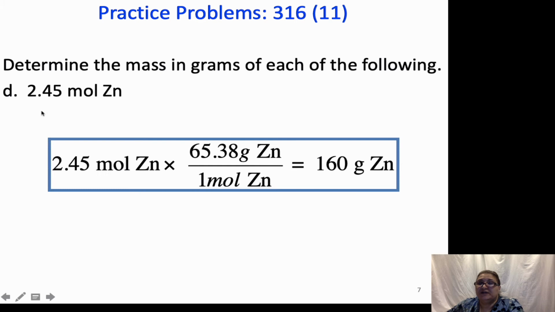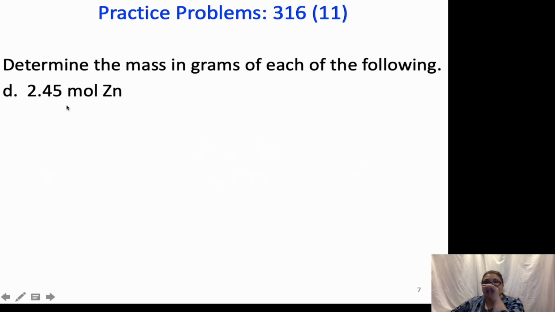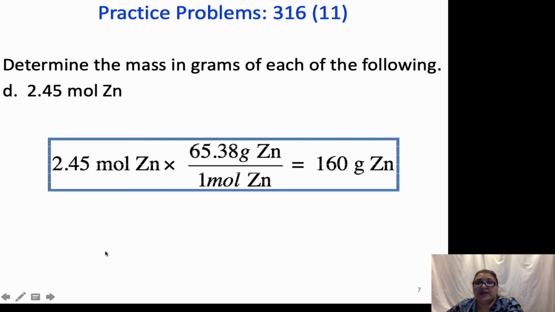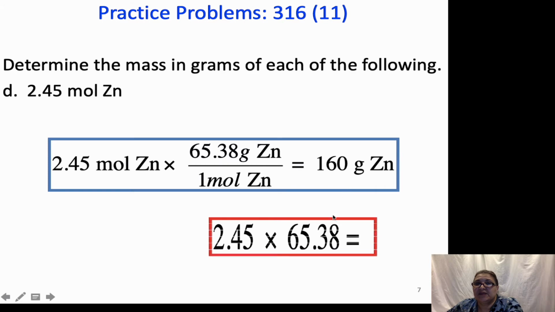Now if we want to determine the mass in 2.45 moles of zinc, we look up the molar mass of zinc, which is 65.38. We just multiply by the moles. Moles will cancel out, and we end up in grams. Just multiply.